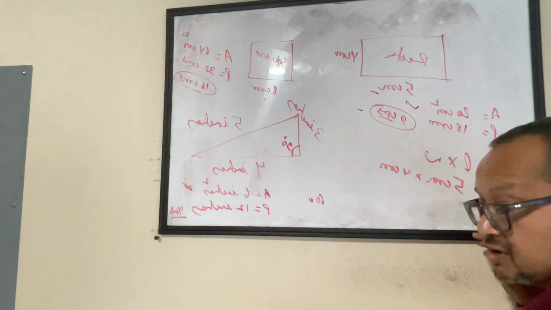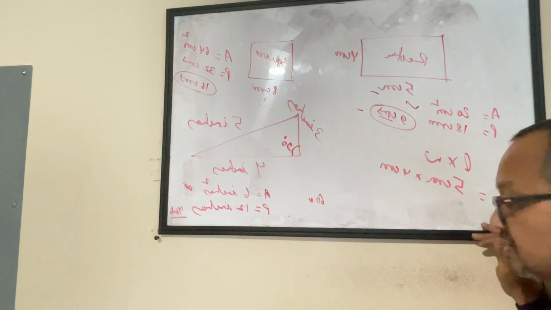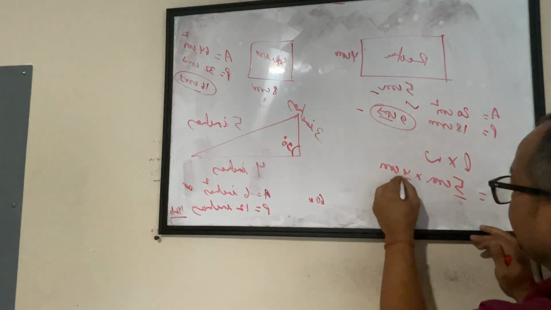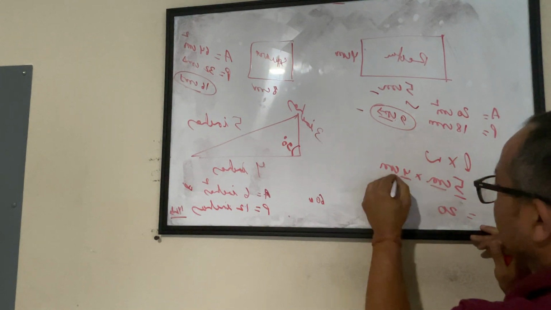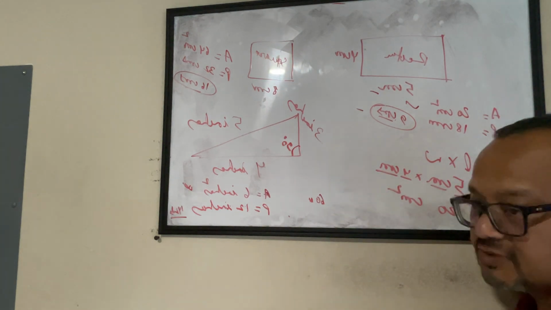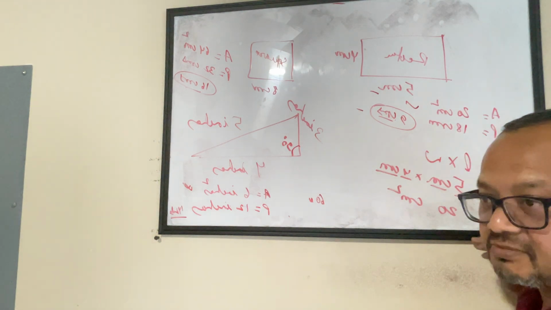Stop making that noise, Yug. Put your feet down. This becomes 5 times 4, 20. And centimeter into centimeter becomes centimeter square. Done. It was a 30-second job.